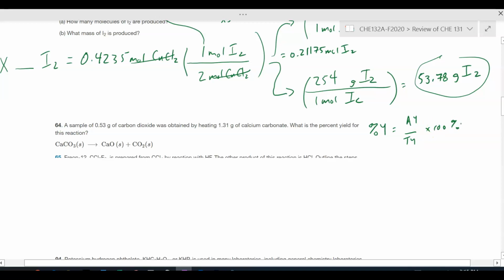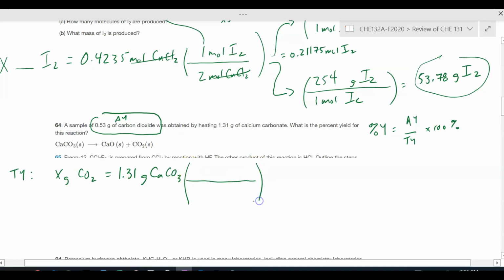Now, we're trying to get the percent yield. The actual yield is given to us, this 0.53 grams here. That is our actual yield. What we have to do is figure out what the theoretical yield is, which is going to be grams of carbon dioxide as well. We've got to have the theoretical yield in the same units and substance as the one we're comparing it to, the actual yield. So we'll start off with our 1.31 grams of calcium carbonate, and our first step will be to convert that to moles. So 1 mole of calcium carbonate.